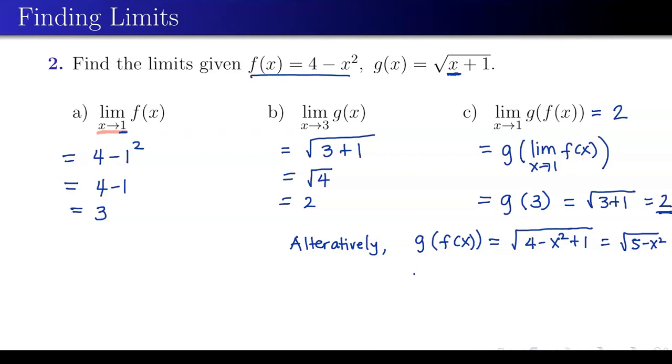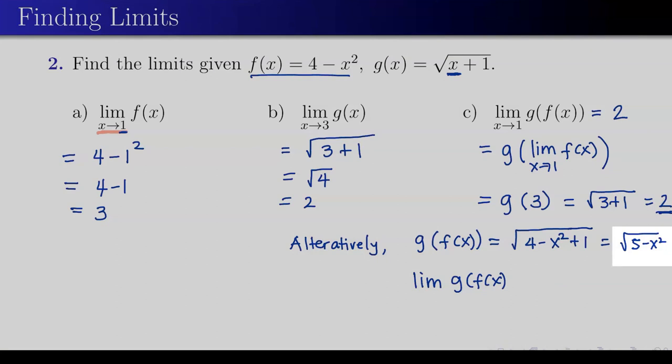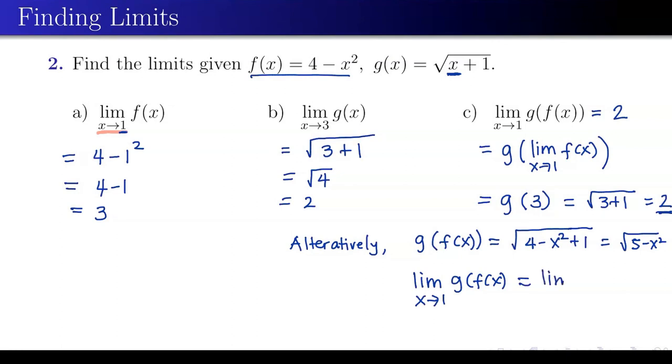And then once you have that one, then you take the limit of g of f of x, and we know that g of f of x is just equal to the square root of 5 minus x squared. And then take the limit as x approaches 1. So this is just equal to the limit of the square root of 5 minus x squared as x approaches 1. And to take the limit, all you need to do is replace x by 1. So this is the same as 5 minus 1 squared. So 5 minus 1 is equal to the square root of 4, and that is equal to 2. And you end up with the same result, okay? Whatever solution you want to choose, you would end up with the same answer.